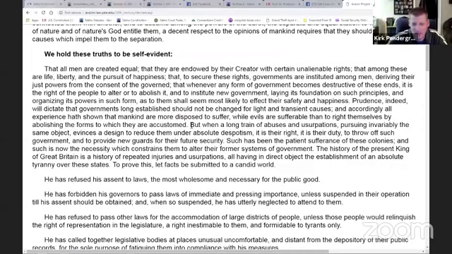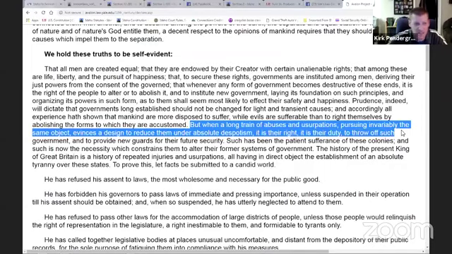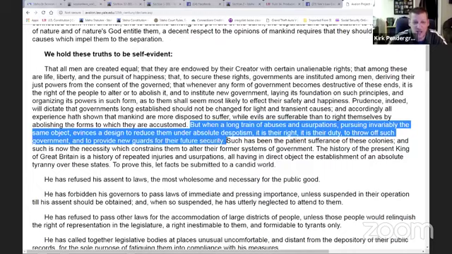But when a long train of abuses and usurpations, pursuing invariably the same object, evinces a design to reduce them under absolute despotism, it is their right, it is their duty to throw off such government and to provide new guards for their future security. Now, in our Constitution, we have the right to impeach these bad actors in government and remove them from duty. And that's not something I'll be talking about tonight, document-wise.